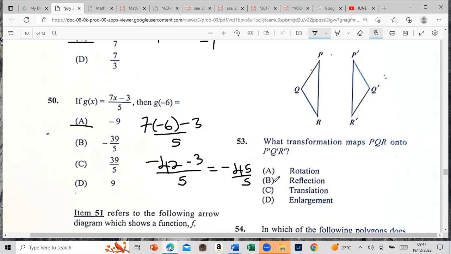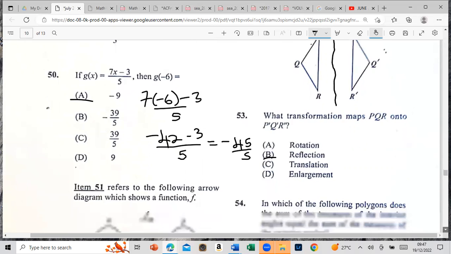Alright, so this will be a reflection. Notice it's facing each other. The mirror line would probably be somewhere here. Each point is the exact same distance from the mirror line. So that will be a reflection. Let's move on to 54.